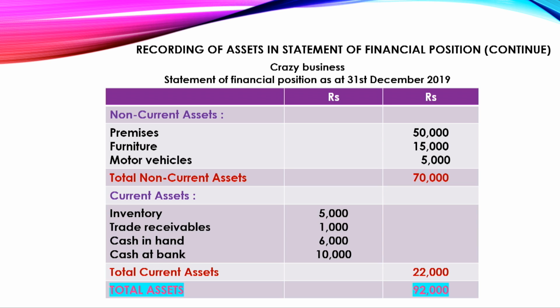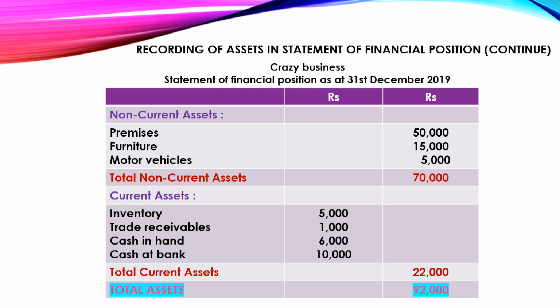In the Statement of Financial Position, first we need to record all non-current assets. In this example, we have 3 items classified as non-current assets, namely premises of 50,000 rupees, furniture 15,000 rupees, and motor vehicles 5,000 rupees. Then we need to calculate the total non-current assets. So, 50,000 rupees plus 15,000 rupees plus 5,000 rupees, this gives a total of 70,000 rupees.